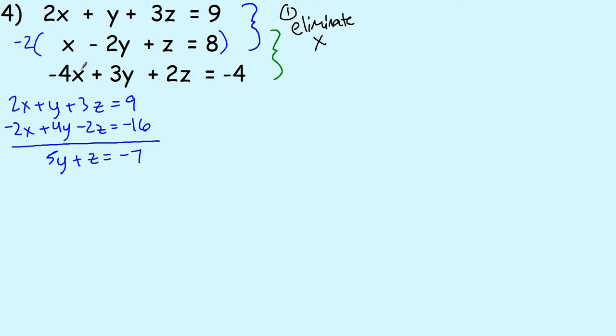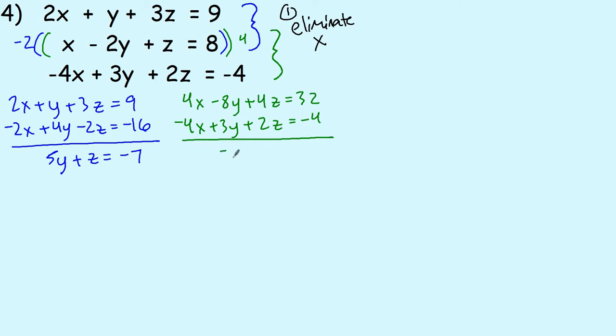Now do the bottom 2. To eliminate them, I'm going to need to multiply the top one by 4. 4x minus 8y plus 4z equals 32. Negative 4x plus 3y plus 2z equals negative 4. Then we get 5y plus 6z equals 28.